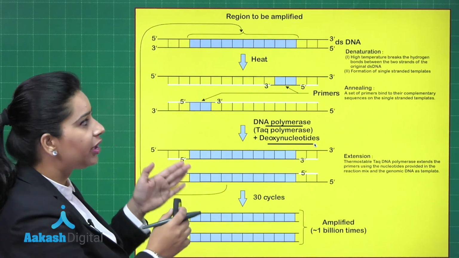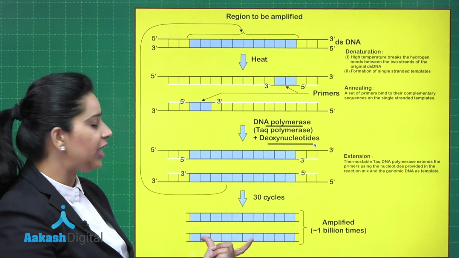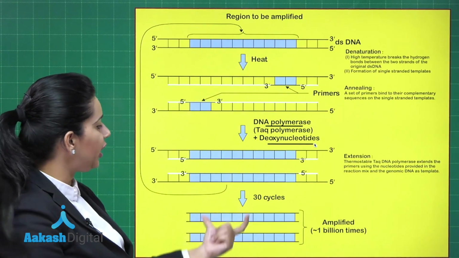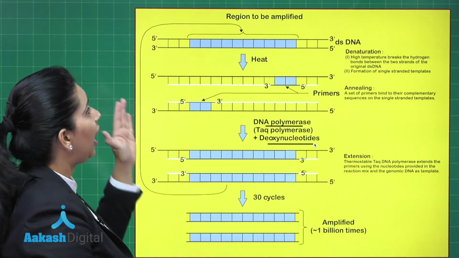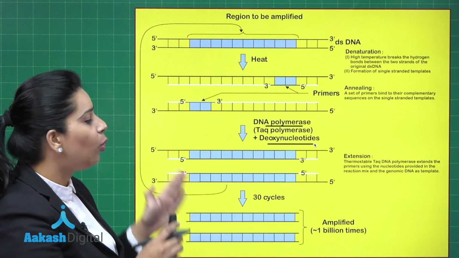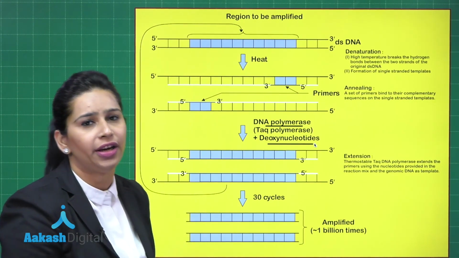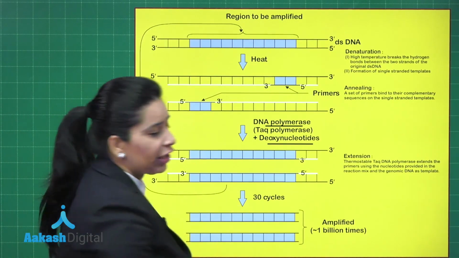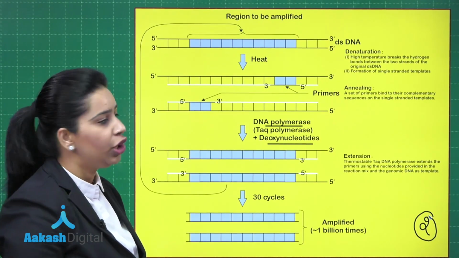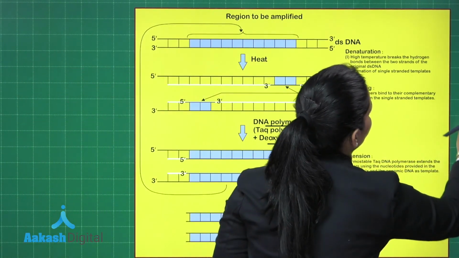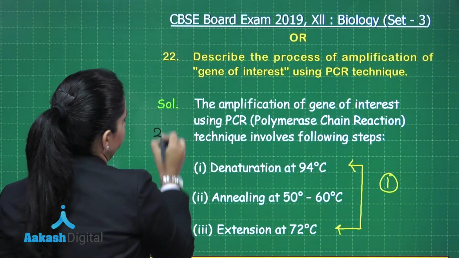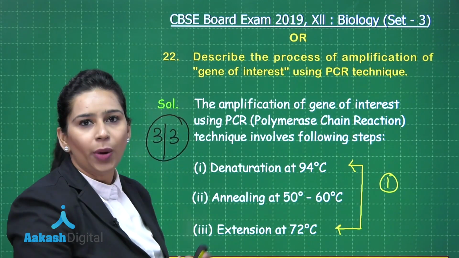So this is how after these 3 steps we will get 2 copies of the DNA. Earlier we had one copy of this DNA, now we have multiplied it, and after repeating this cycle approximately 30 times, we'll get 1 billion copies of the desired DNA molecule. So for this particular step, you will get 2 marks to explain the diagram and the steps in detail. So this is how you will get 3 out of 3 after explaining the technique in detail. Now let's see the next question.